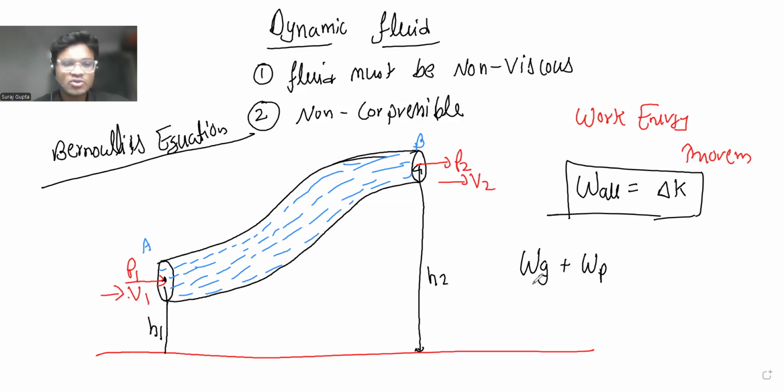Is there any other force? I don't think so, right? Because we have considered the gravitational force and the work done due to pressure, the sum is going to be equal to the change in kinetic energy, delta K. Now, one by one, we are going to understand what is the work done by the gravitational force and what is the work done by pressure, right? Okay, in the next slide.